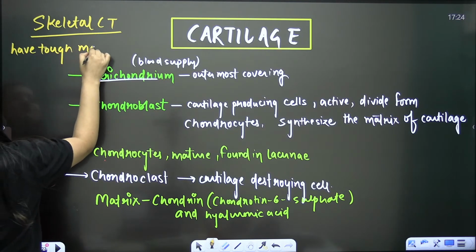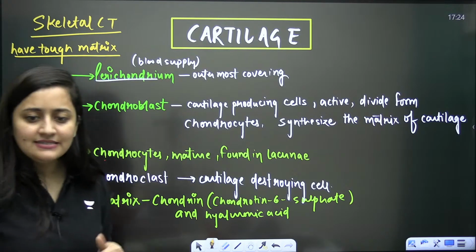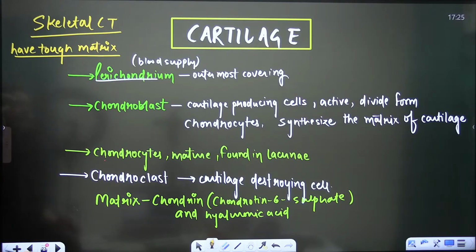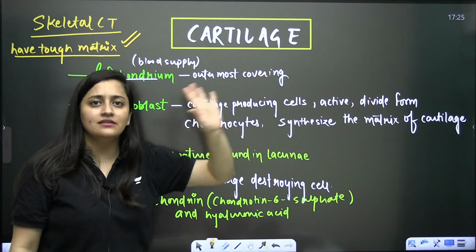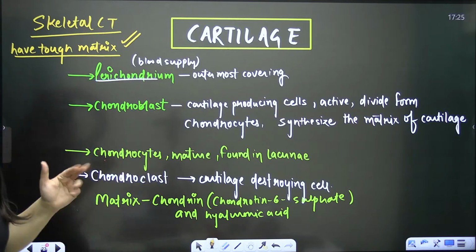In their matrix, you will see the deposition of salts. Inorganic depositions are also there. So in the cartilages, you will see the tough matrix. It will protect our organs, and it will provide the structural framework also. Somewhere the skeletal connective tissue will help in locomotion. So majorly we will talk about cartilages and the bones.